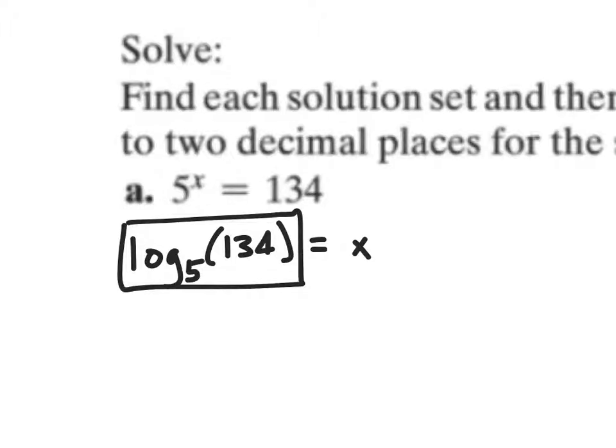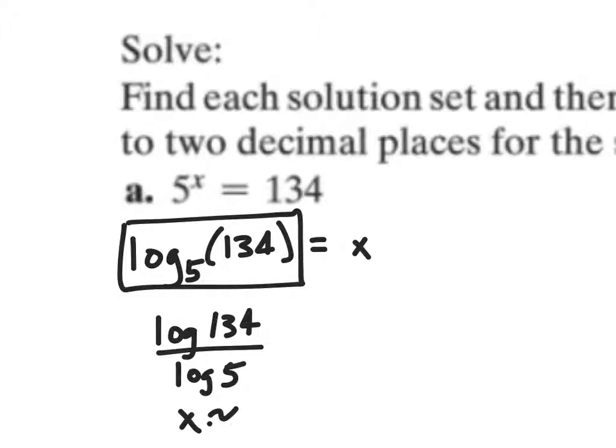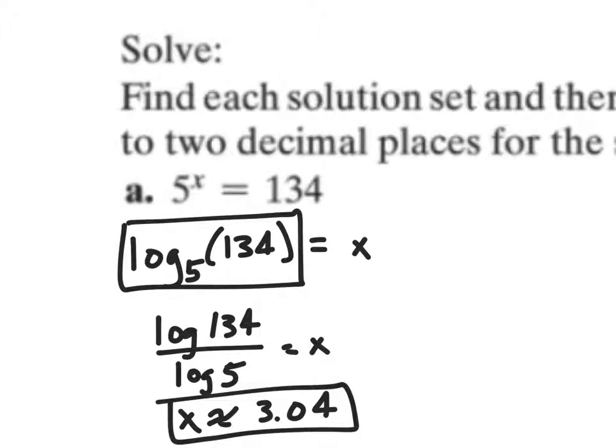But we want to find a decimal approximation. So log of 134 divided by log of 5. All right, and let's plug that into the calculator. And that would give us that x is approximately 3.04.